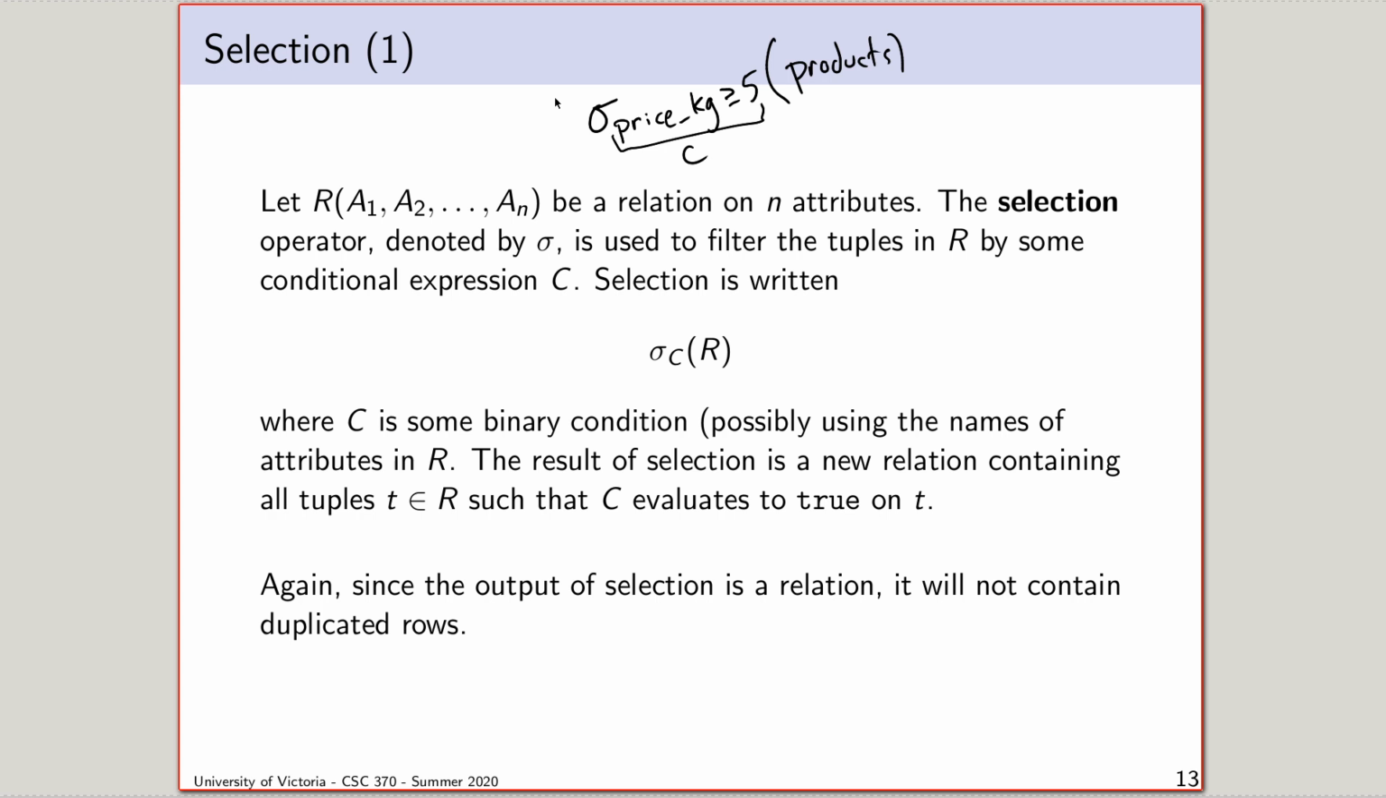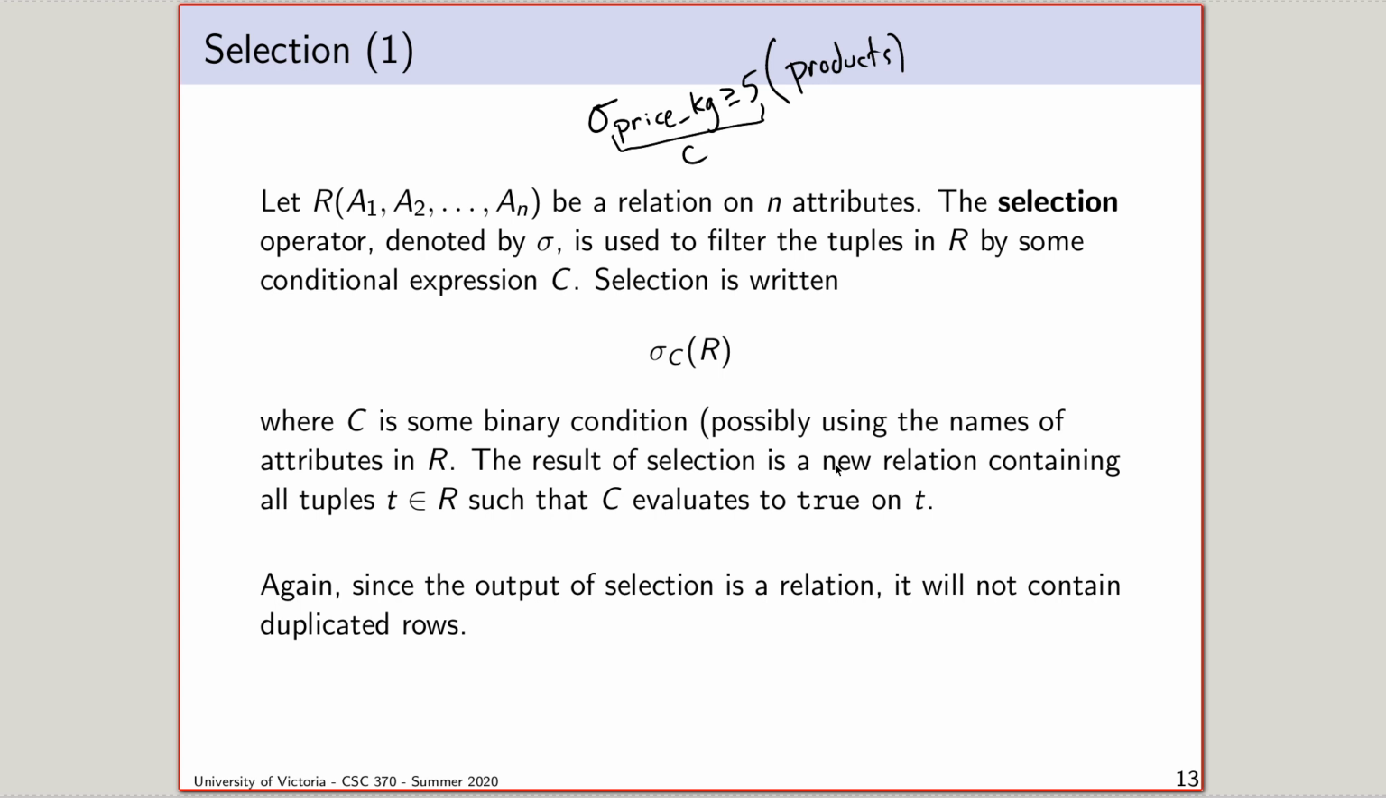So the result of the sigma operator is a new relation with the same schema as the input. So in this case, if I start with a schema R with columns A1, A2 up to AN, when I'm done, the result will have columns A1, A2 up to AN. And so the result formally is I evaluate this condition C on each tuple, and every tuple for which it evaluates to true goes into the result. Everything else is tossed out.